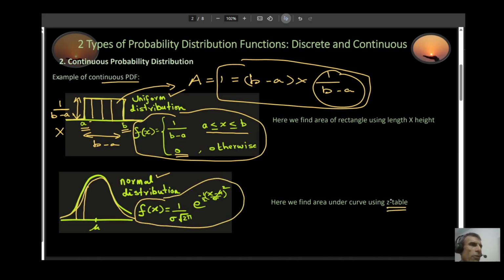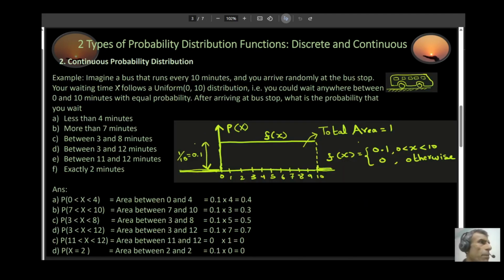So there are z tables available, and using a z table you can find the area underneath the curve. Imagine that a bus runs every 10 minutes, and that you arrive randomly at a bus stop. So you can be arriving at the bus at any given time.